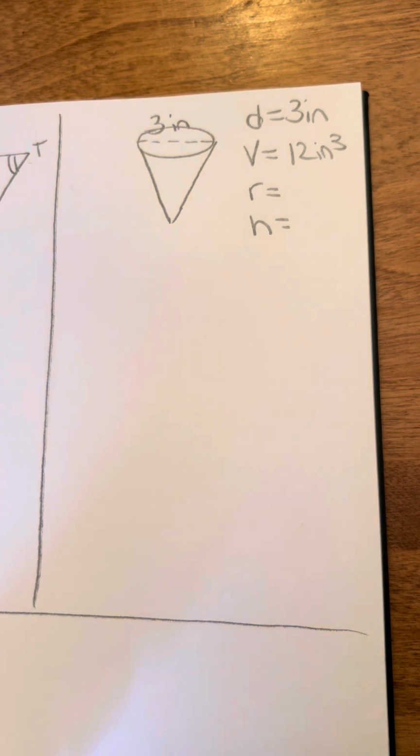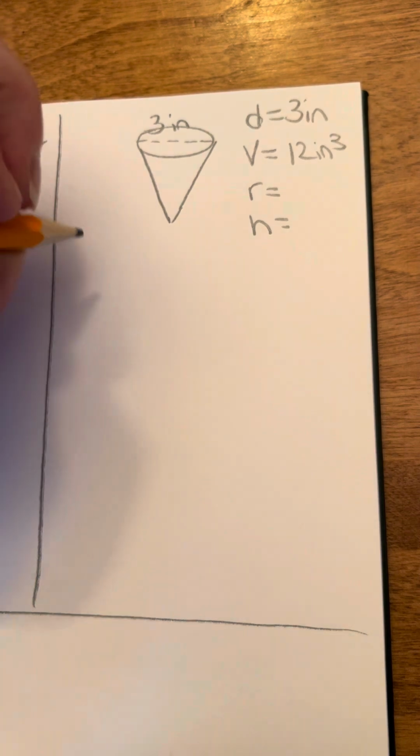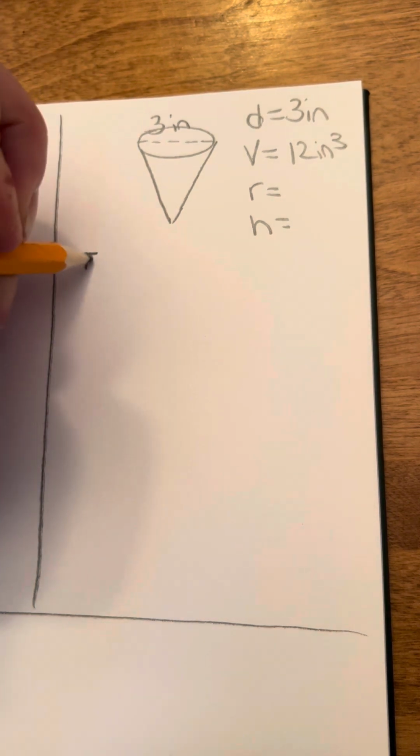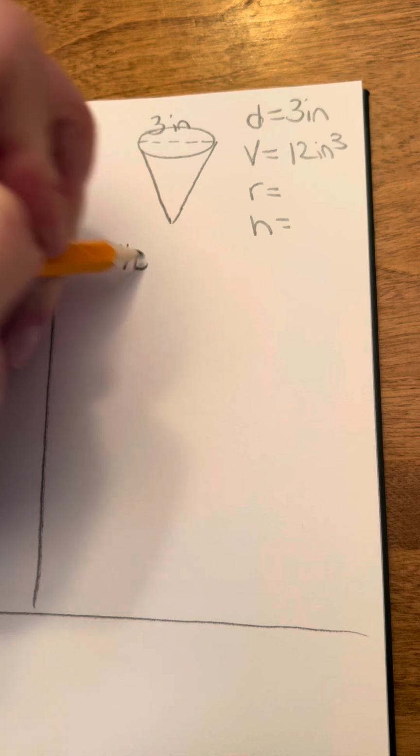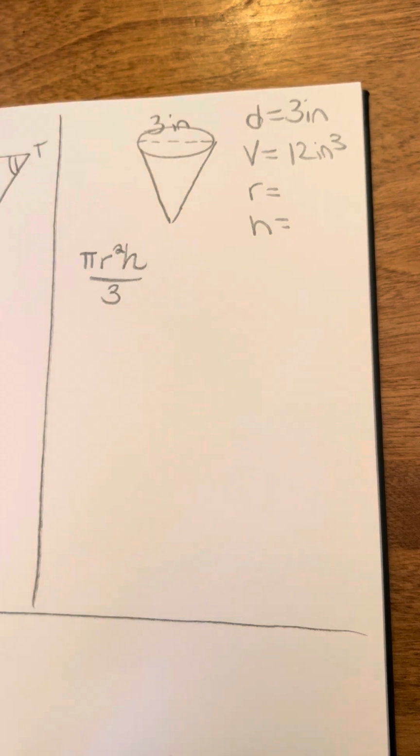And then I'm going to take a look at, first of all, what is the formula for a cone? So the formula for a cone is pi r squared times our height all divided by 3, or you could say 1/3 of pi r squared times height, but I like to do it this way. So we are going to start with the diameter. We're given that information. We're also given the volume of this.